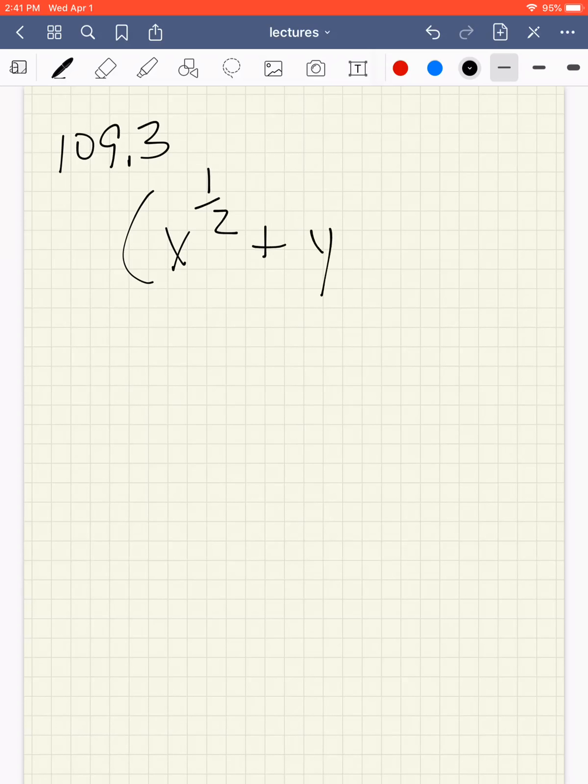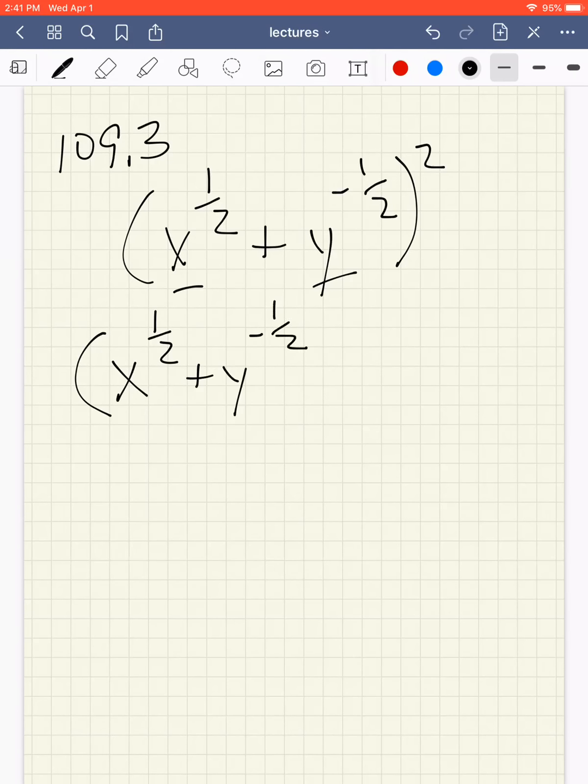Last one on this lesson. X to the 1/2 plus y, you got to look at this real carefully because that's a negative 1/2 exponent. It's still a binomial because there are 2 terms in here. So we still have to use FOIL to multiply this out. X to the 1/2 plus y to the negative 1/2, x to the 1/2 plus y to the negative 1/2.